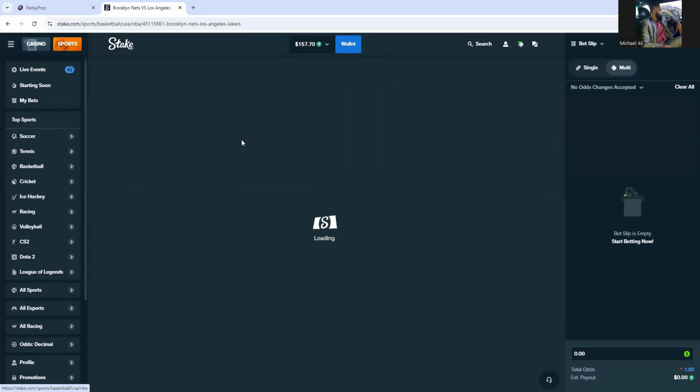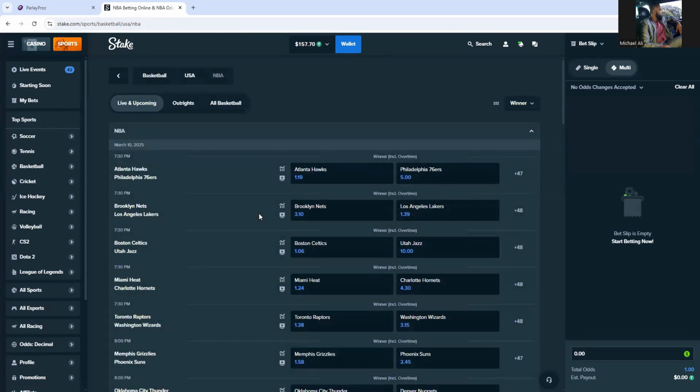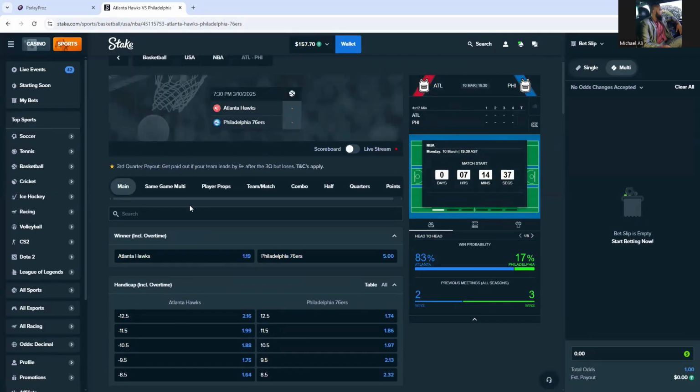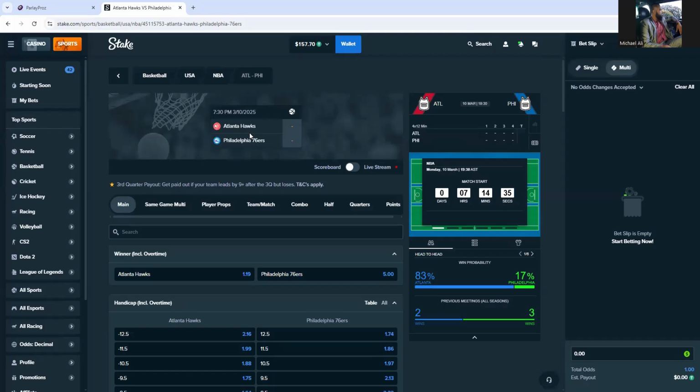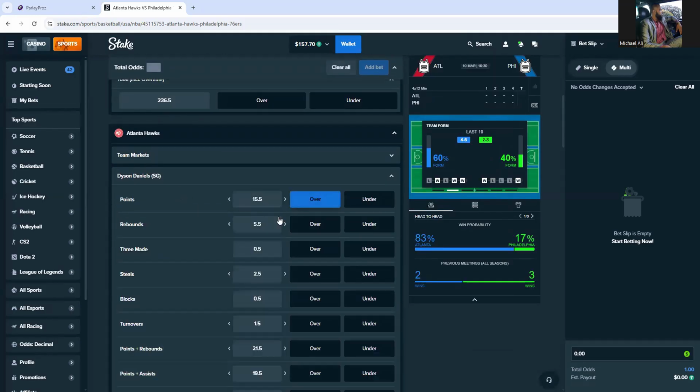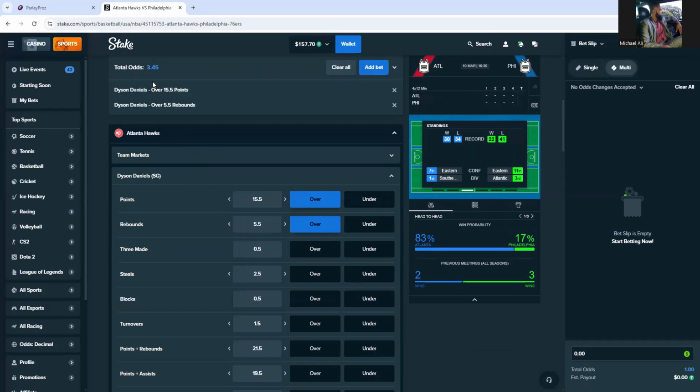And probably you want to build a ticket with multiple players in a particular game. So you want to go here, and probably look at multiple players in this particular game, the Atlanta Hawks and Philadelphia 76ers. So you don't want to go on player props, you want to go on same game multi. When you go on same game multi, now you have the opportunity to add multiple lines. It could be on the same player as well, and you'll see everything is updated and added here.